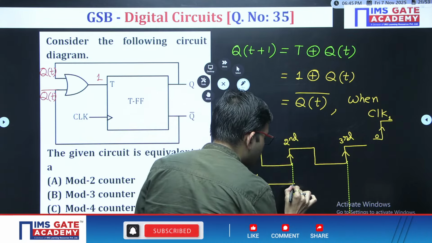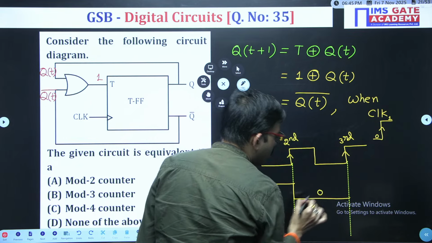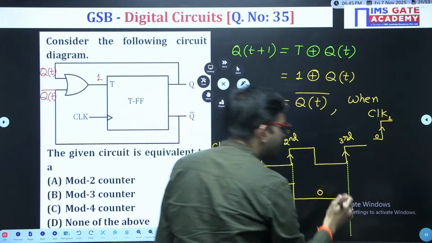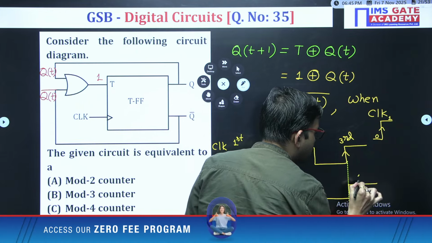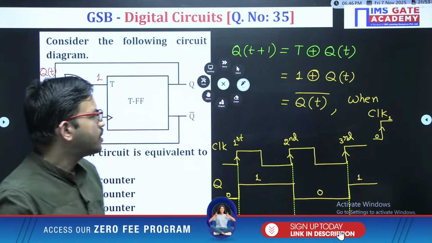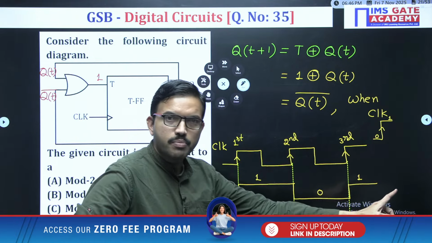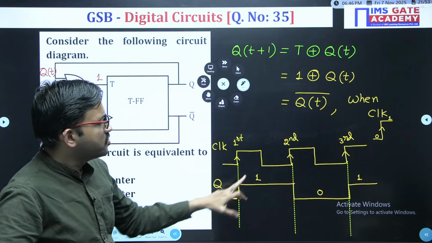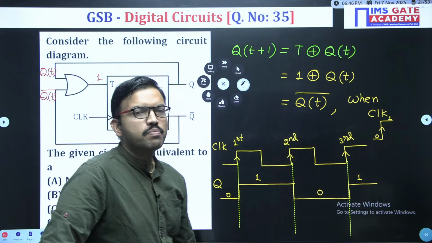So now the complement of 1 is what? 0. Now the third positive edge, once again it gets complemented. Like this the pattern will continue. Overall, if you observe, the pattern 1 0 will repeat. So in the output waveform you are getting two possible values, 1 and 0, 1 and 0, like that.